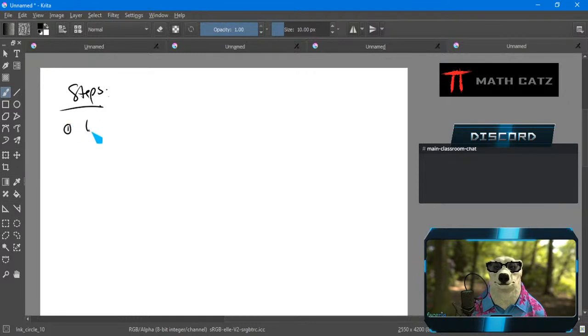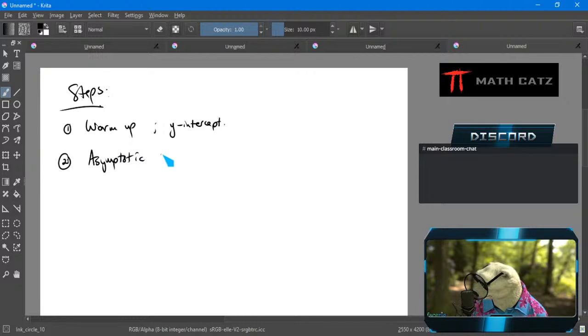Warm-up step. Not given enough attention. Identify the function, y-intercept, and so on. If you don't want to identify the function, leave a little bit of mystery. That's fine too. I don't really mind. Then we really got into the big steps. Asymptotic behavior.